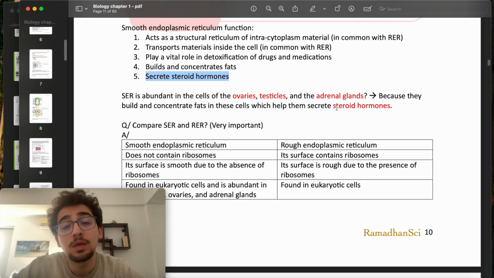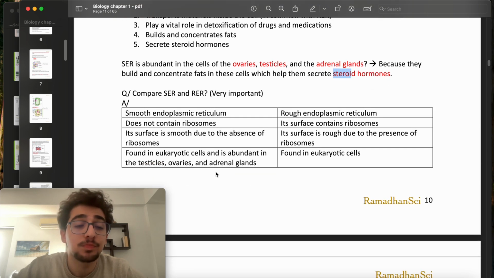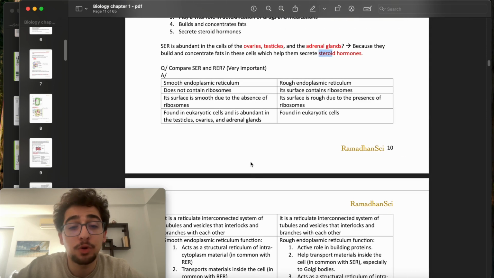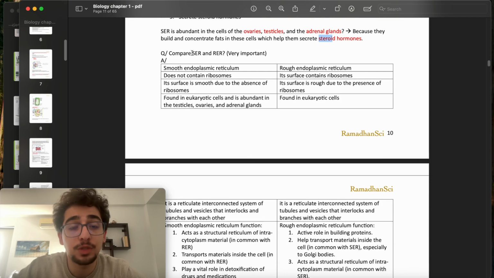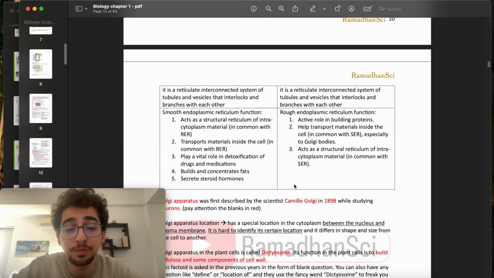Steroid hormones basically means the testosterone in the testicles, the estrogen and the progesterone in ovaries, and the aldosterone, cortisol, and other androgens in the adrenal glands. Also, you can get a very important question to compare the smooth endoplasmic and rough endoplasmic reticulum. We discussed everything, so I'll leave that to you.